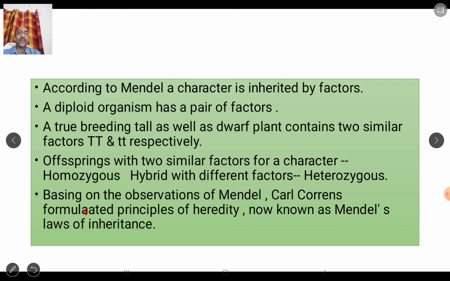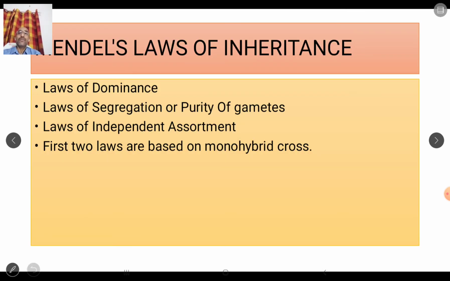Now come to the next slide. So Mendel's laws of inheritance: law of dominance, law of segregation of paired gametes, law of independent assortment, out of which the law of dominance is no longer considered as a law. In the lower classes like +2, law of dominance is taken as a law, but in the higher classes, when we follow some good books, it is no longer considered as a law. Still, as per your book, law of dominance, law of segregation of paired gametes, law of independent assortment, these three laws were derived from Mendel's experiments.